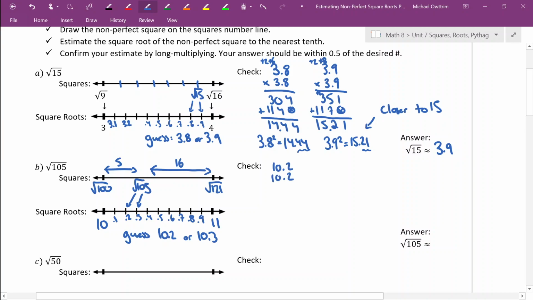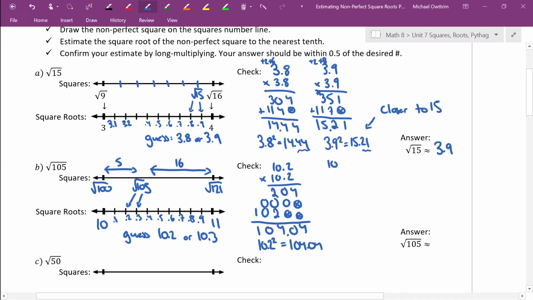10.2 times 10.2. 2 times 2 is 4, times 0 is 0, times 1 is 2. Placeholder 0, 0, 0, 0. 2 placeholder zeros for that next place over. 1 times 2, 1 times 0, 1 times 1. 4, 0, 4, 0, 1. 2 digits of dots, 2 digits of dots. So 10.2 squared is equal to 104.04. That's pretty close to 105, but it's not exactly 105.